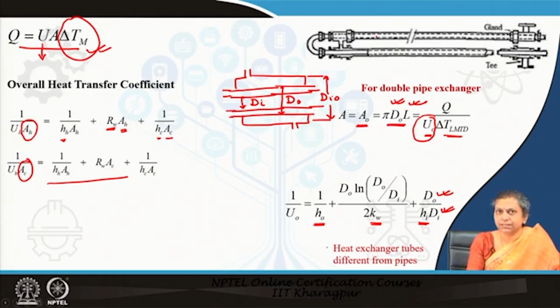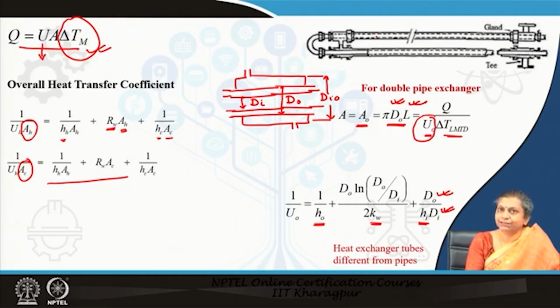Now, here I would just like to mention one thing, that heat transfer tubes are slightly different from the normal pipes. In normal pipes, when they are specified by the nominal diameter, it is neither the inside nor the outside diameter. It is a notational specification. In heat transfer tubes, when we say nominal diameter, it refers to the outside diameter of the tubes.